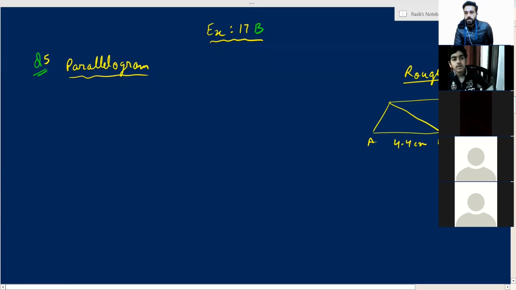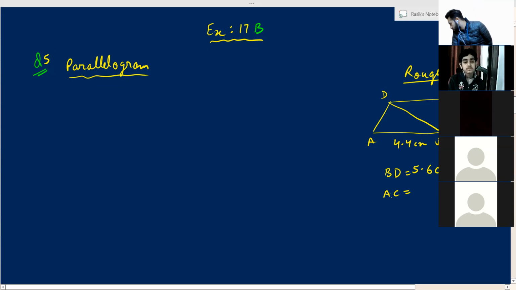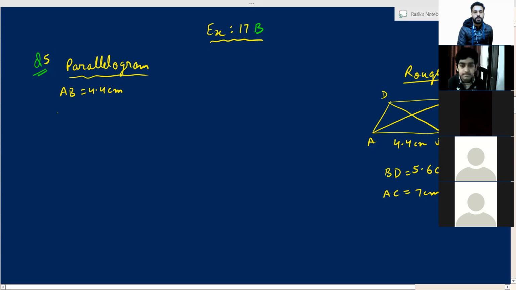So if the parallelogram is ABCD, then we can say that the side AB is 4.4, the diagonal BD is 5.6 centimeters, and the diagonal AC is also given. Both the diagonals are given. Diagonal AC is 7 centimeters. So the lengths of both the diagonals are given and one side. This is what we have to do. BD we have to construct as 5.6 centimeters and the diagonal AC as 7 centimeters. Good question. Very good question.